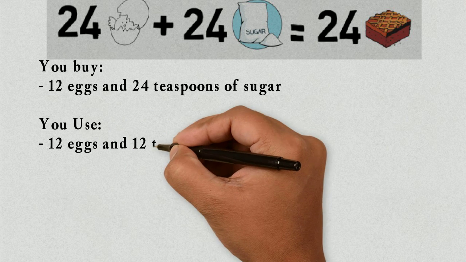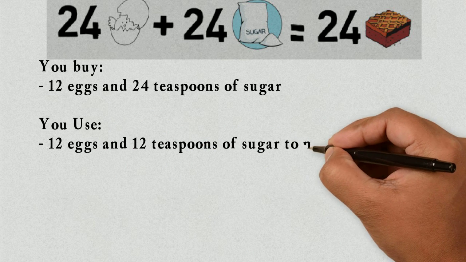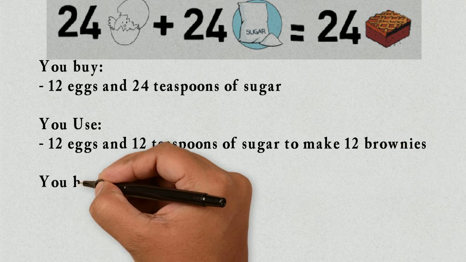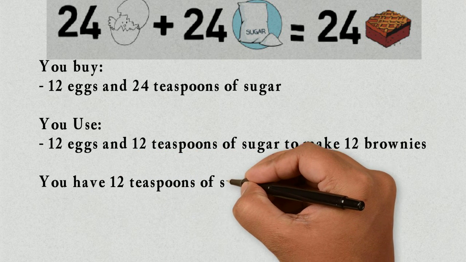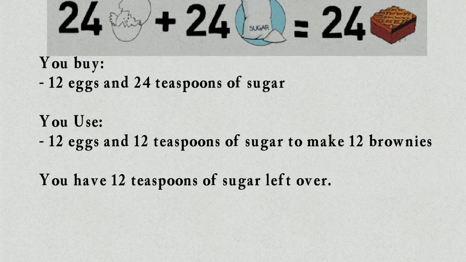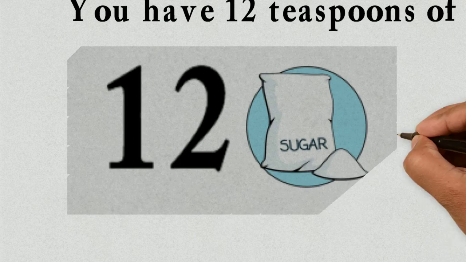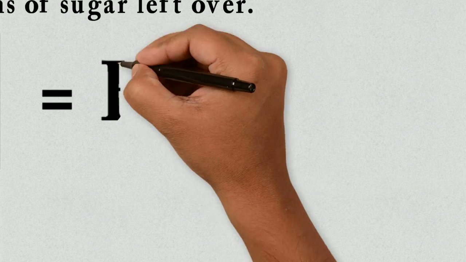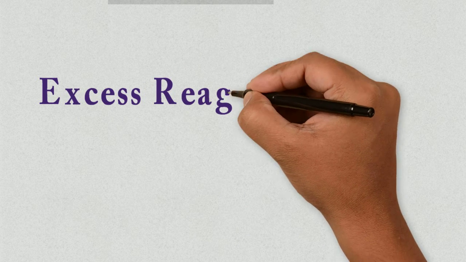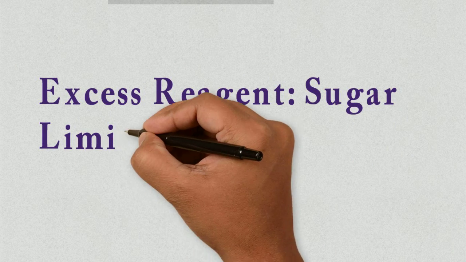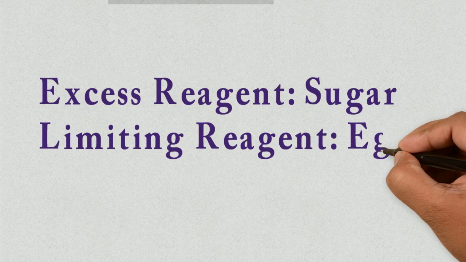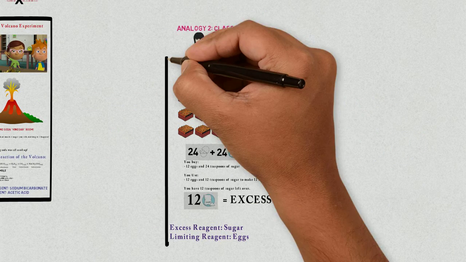When you get home and get baking for the birthday boy, you realize that you were only able to make 12 brownies because you only had 12 eggs. You were left with 12 teaspoons of sugar, the other 12 being used up by the 12 eggs. In this case, there is excess sugar remaining, known as the excess reagent. The full potential of the sugar could have been used if there were enough eggs. The eggs were limiting the amount of brownies that could be baked for the birthday boy, so we refer to it as the limiting reagent.